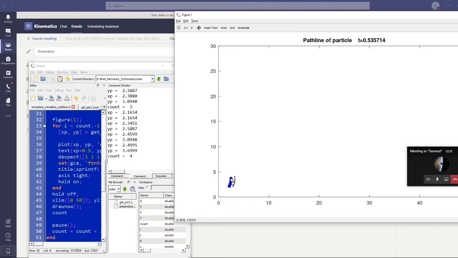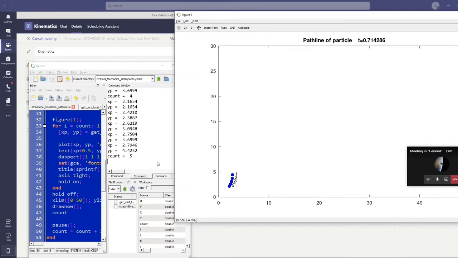The only similarity between particle 1, 2, 3 and 4 is that they are injected at the same point, but they are injected at different times. Meaning particle 1 is injected earlier than particle 2, which is injected earlier than particle 3, which is injected earlier than particle 4. Is it clear so far, whatever I've said? Yes, sir. So let's proceed.